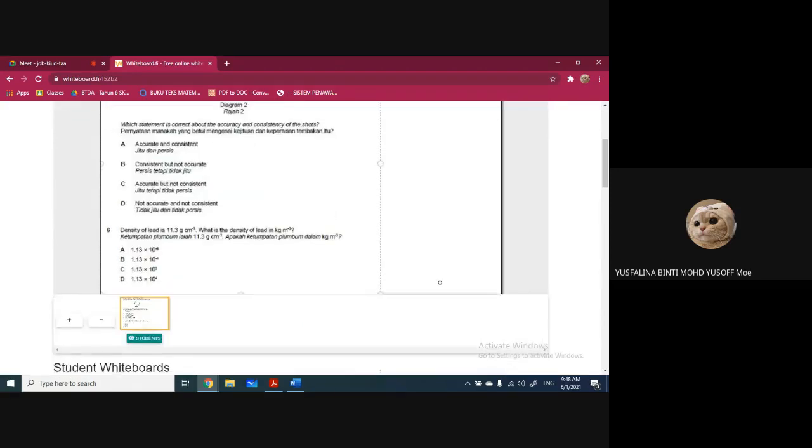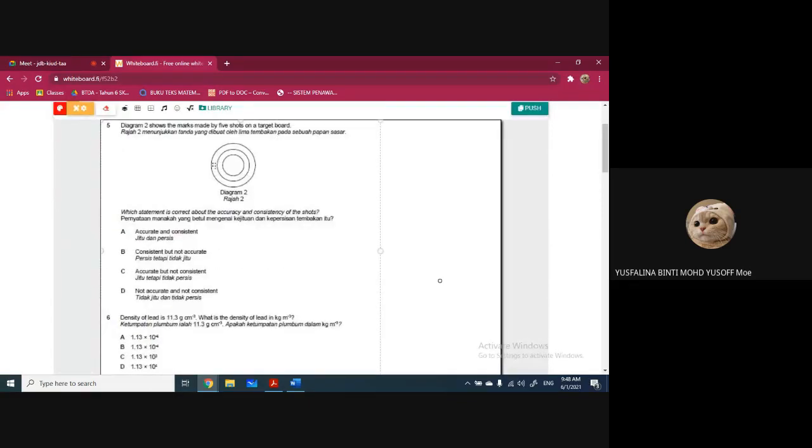For number 6, the density of lead is 11.3 grams cm negative 3. What is the density of lead in kg m negative 3? How do you want to change it? First, gram to kg, you have to divide by 1000. And then centi is negative 2, because we want to change from centimeter cube to meter cube. So negative 2. Centi is negative 2.